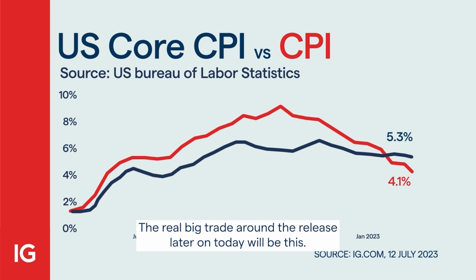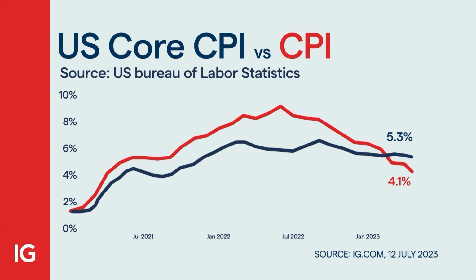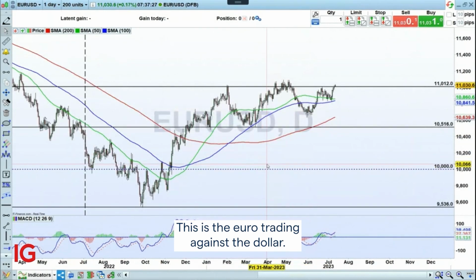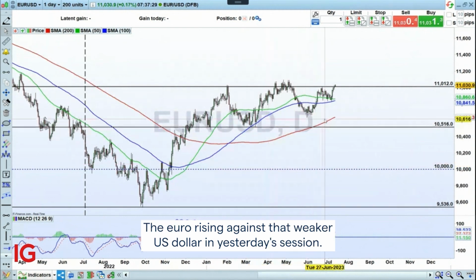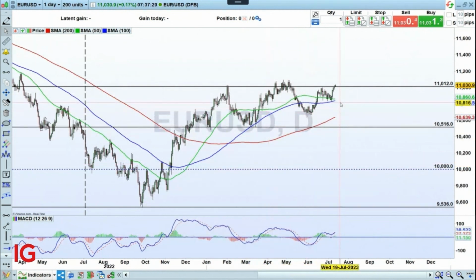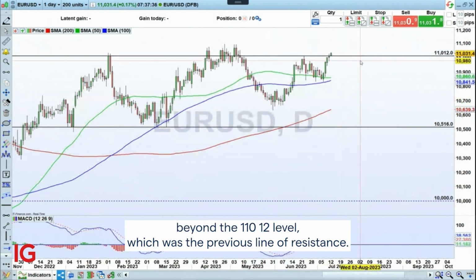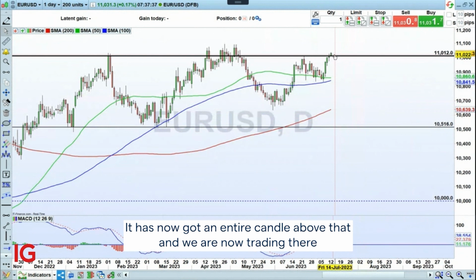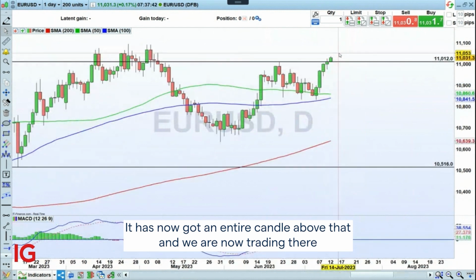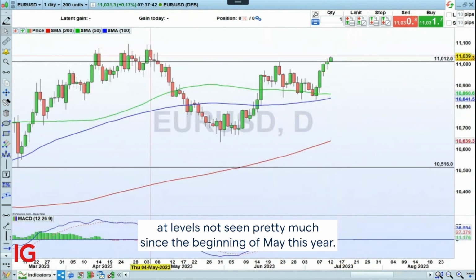The real big trade around the release later on today will be this. This is the euro trading against the dollar, the euro rising against that weaker US dollar. In yesterday's session, we rose to, but didn't quite close beyond the 110.12 level, which was the previous line of resistance. It has now got an entire candle above that, and we are now trading there at levels not seen pretty much since the beginning of May this year.